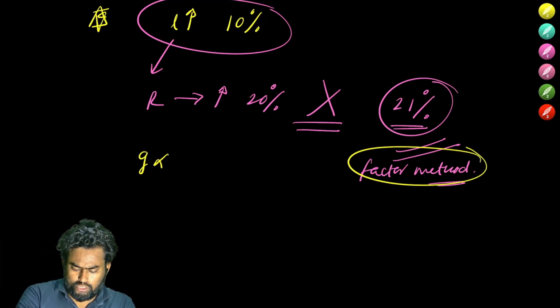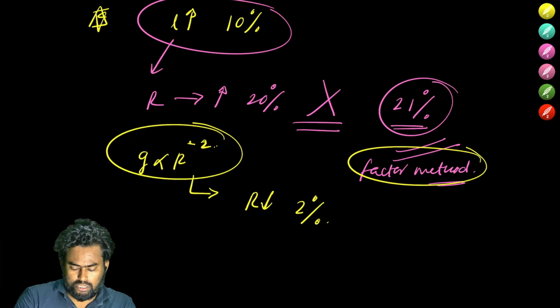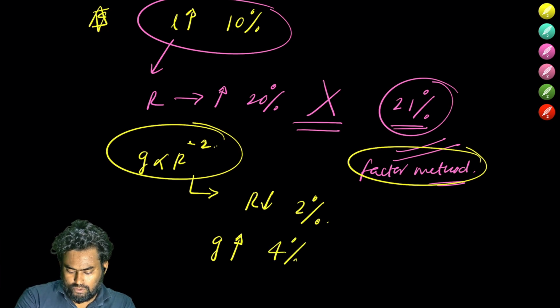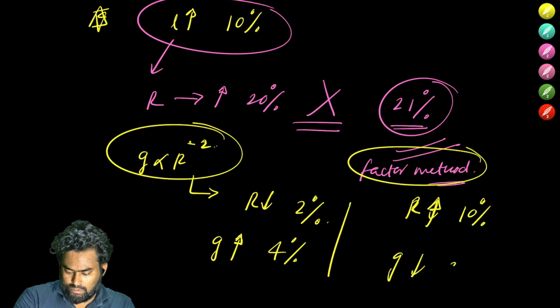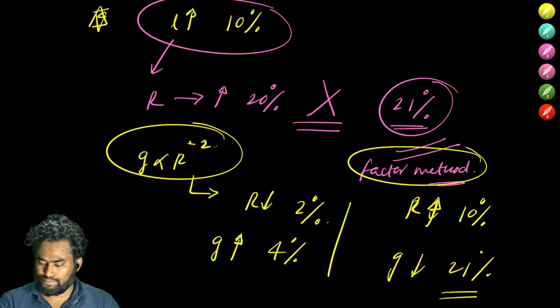This is also true for G proportional to 1 by R square, that is R power minus 2. This is also a NEET PYQ. Radius of earth shrinks by 2%. So here G will increase by how much? Radius decreases, so G increases by 4%. But if the radius increases by 10%, then G will decrease by 21%, not 20%.